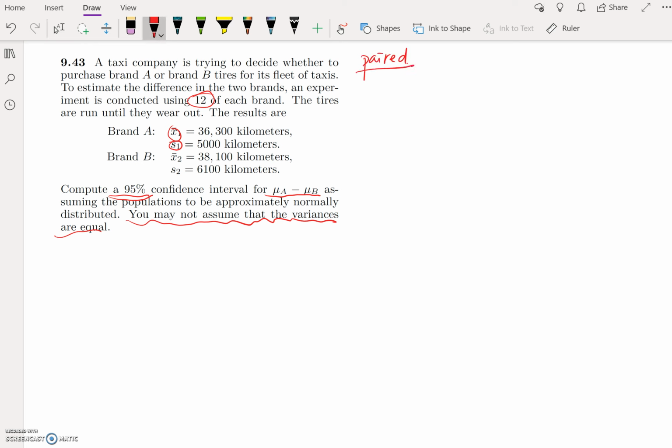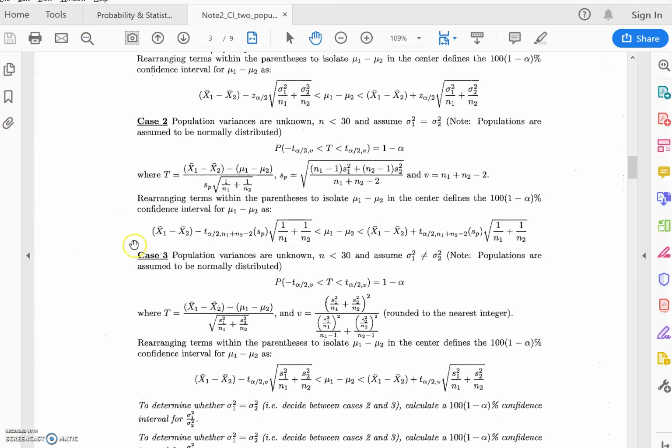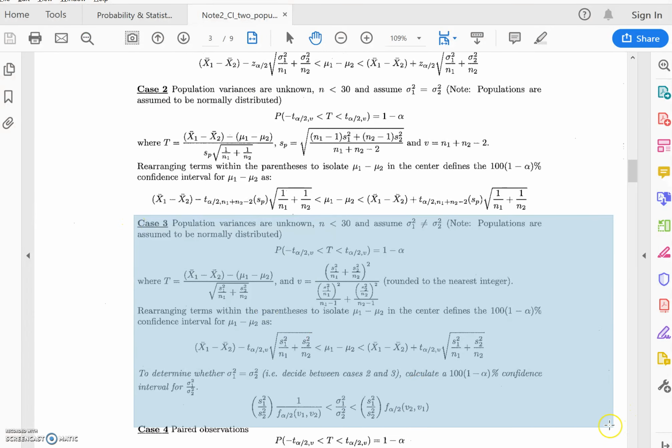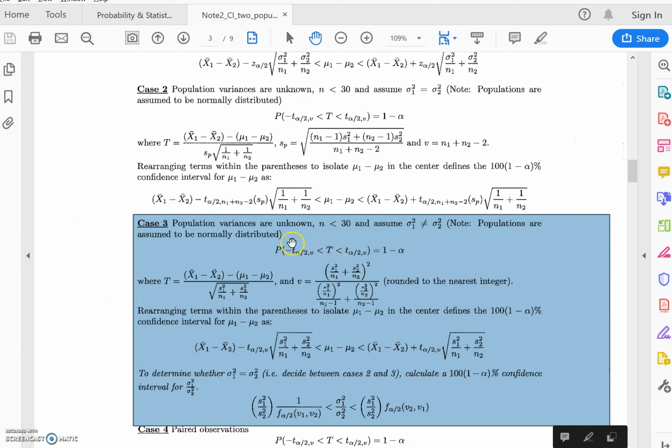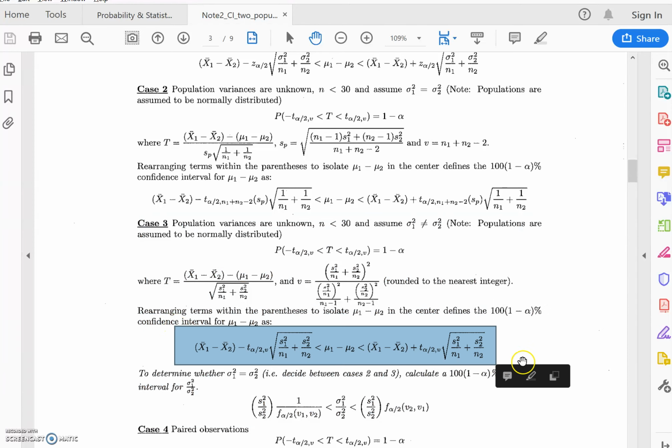So first we need to make sure, is this a paired problem? Obviously, the two tires are not compared one by one, so it's not paired. Is sigma 1 square, sigma 2 square known? They are not known, and as given, the variances are not equal. So we can tell it's a case 3 problem here. The variances are unknown, and sigma 1 square doesn't equal sigma 2 square. So we can directly use this formula to get our confidence interval.